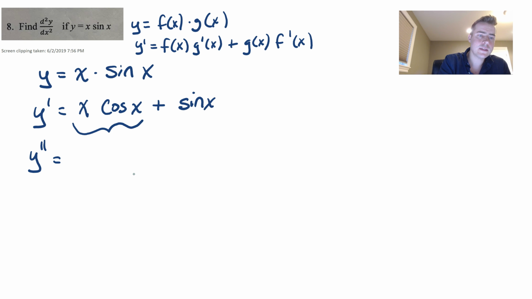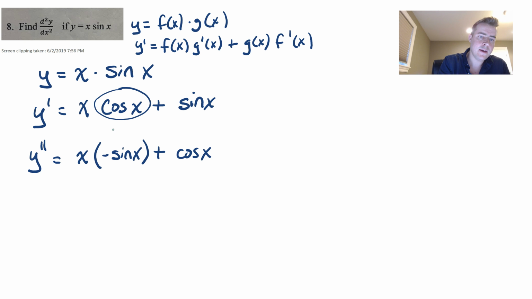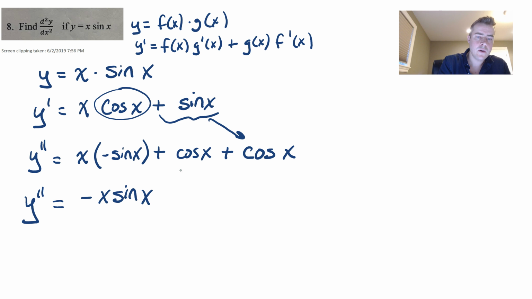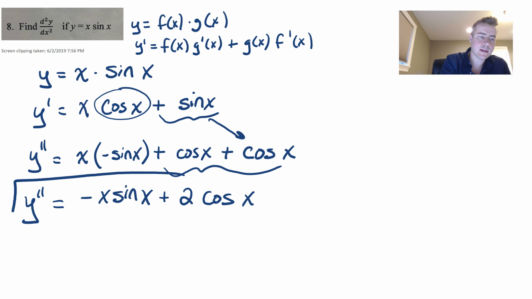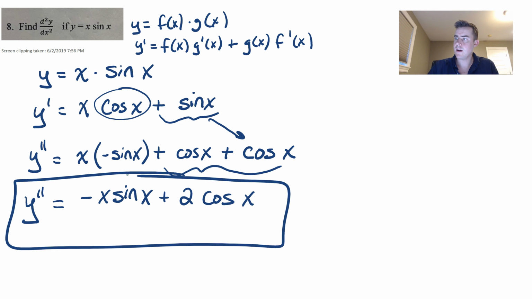For this part, I need to do the same thing. So it's first times the derivative of the second. The derivative of cosine is negative sine x, plus the second, cosine of x, times the derivative of the first. The derivative of x is just 1. Okay, so that's that. Plus, now we need to do the derivative of this part. The derivative of sine is just cosine x here. So our second derivative is going to be negative x sine x. 1 cosine x plus 1 cosine x becomes plus 2 cosine x. And there's our answer. All right.